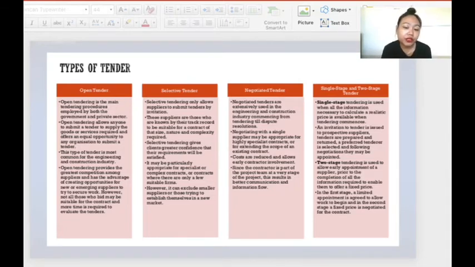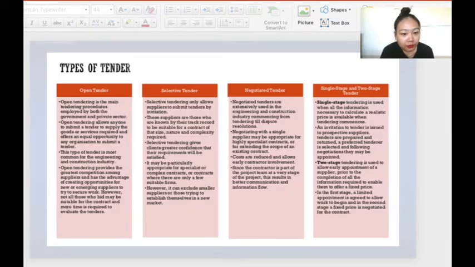So for the first one, open tender. Open tendering is the main tendering procedure employed by both the government and private sector. Open tendering allows anyone to submit a tender to supply the goods or services required and offers an equal opportunity to any organization to submit a tender. So this is an open one. Anyone is invited to submit their tender.